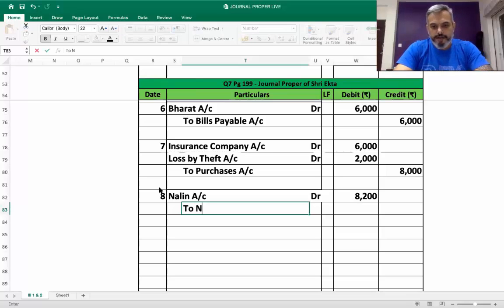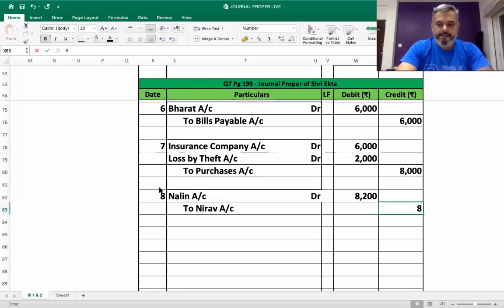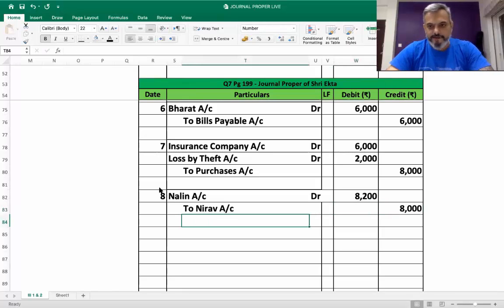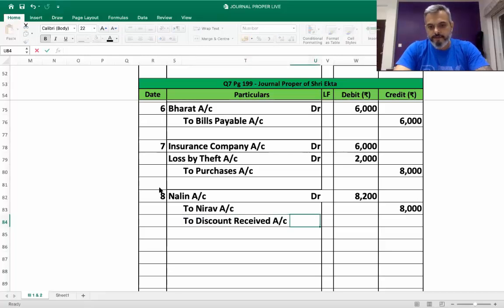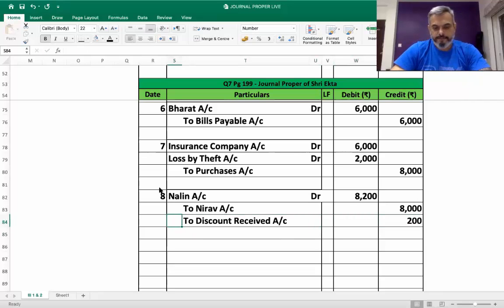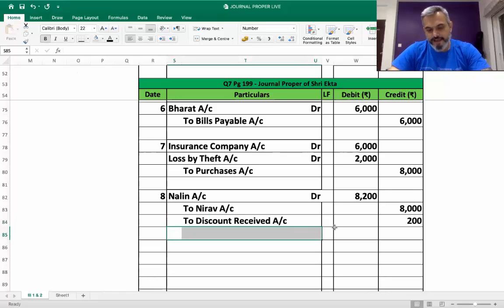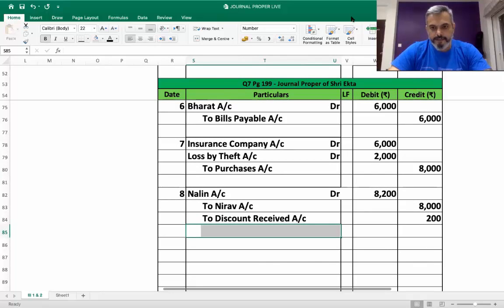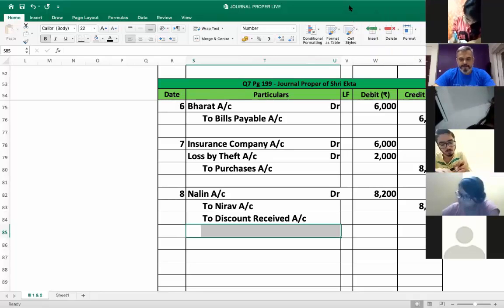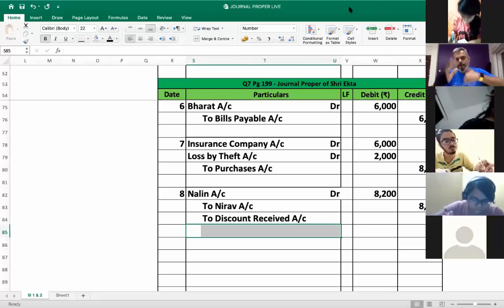So Nirav is the giver. Nirav account credit 8,000. So debit the receiver, credit the giver, and to discount received. He received a discount of 200. Read the transaction once again and see if you have any doubt. Did everyone understand? Such transactions are also known as on behalf.